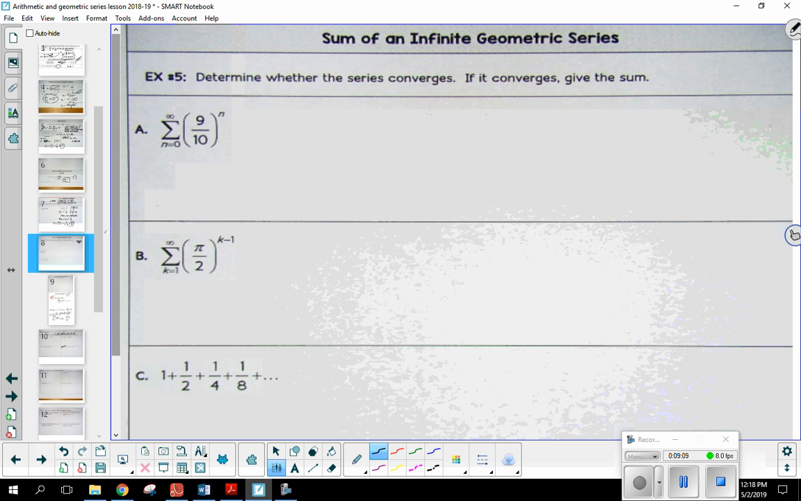All right. So determine whether the series converges. If it converges, give the sum. Okay. So same exact setup. I want the infinite sum of 9/10 to the n power. See, I'm starting with the 0 term, going all the way to infinity. So first off, what is the common ratio? It is 9/10.